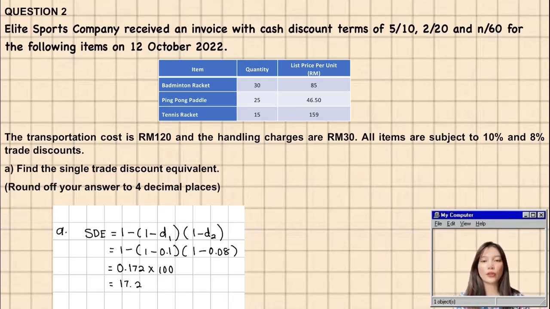The formula to calculate single discount equivalent is SDE equals 1 minus open bracket 1 minus D1 close bracket open bracket 1 minus D2 close bracket. The answer for A is 1 minus open bracket 1 minus 0.1 close bracket open bracket 1 minus 0.08 close bracket equals 0.172, and the answer for question A is 17.2%.